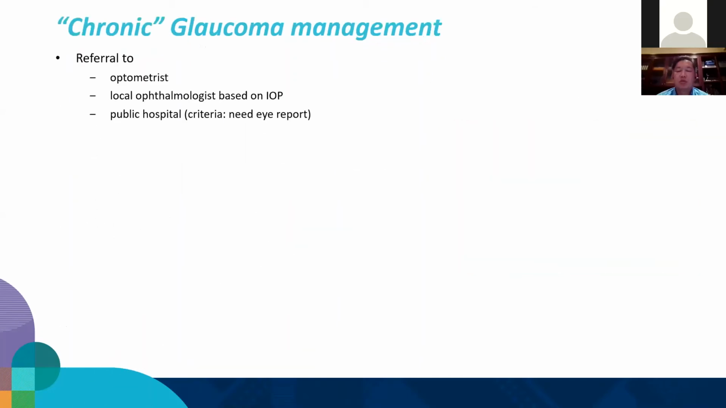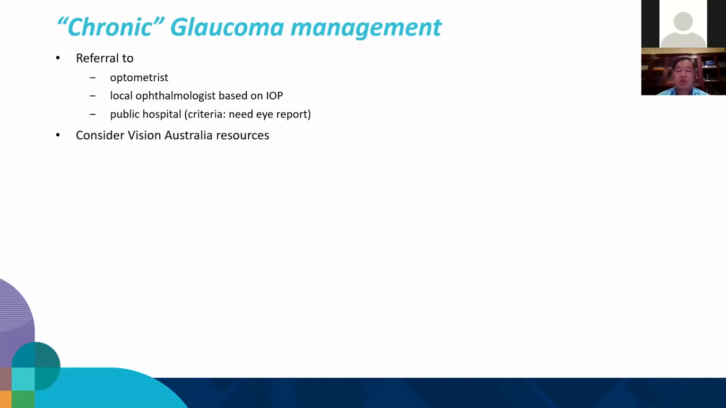So for those with chronic glaucoma management, basically you need to refer to your local optometrist or your local ophthalmologist or even the public hospital. Now, if you do that, you do need an eye report from your local optometrist or ophthalmologist. I'll talk about that a little bit later on in terms of referrals.